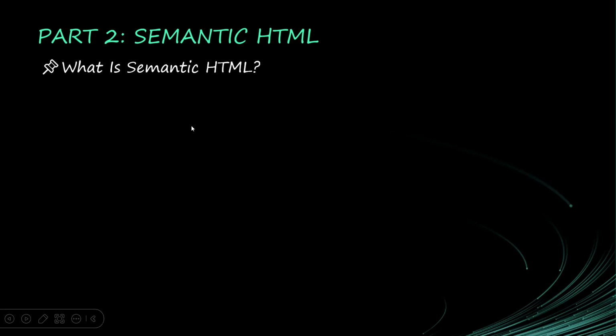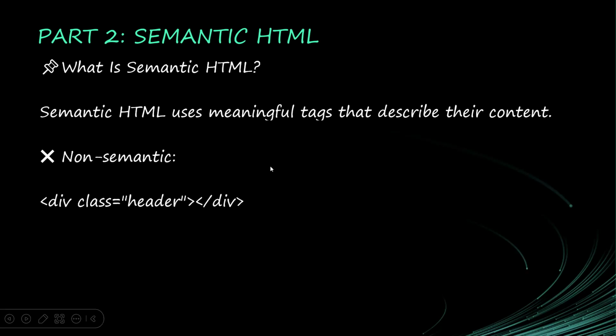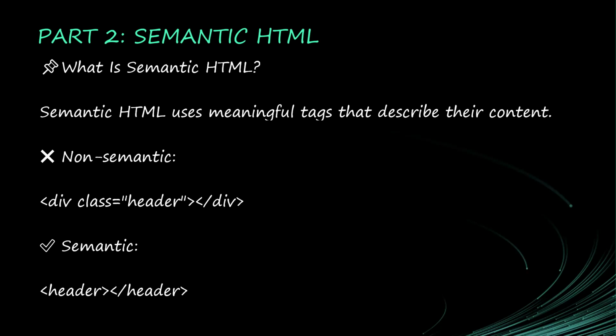Semantic HTML uses meaningful tags that describe their content. We cannot just use any tag. As a professional, when you start using semantic HTML, it shows that your tags are not just taken anyhow. Look at this div class header. This is very wrong. It's not semantic. There is a header element that contains everything that is supposed to be in the header. So instead of div class header, you should be using the header element. With the header element, the browser understands the content differently.